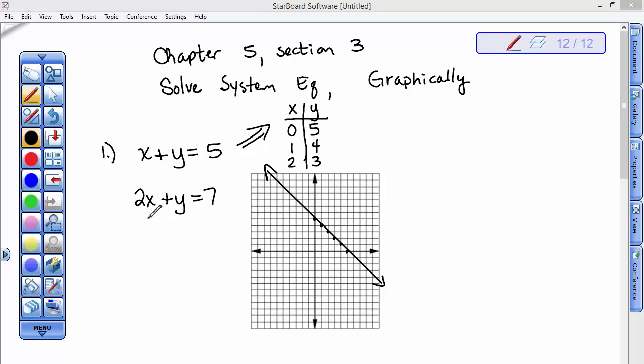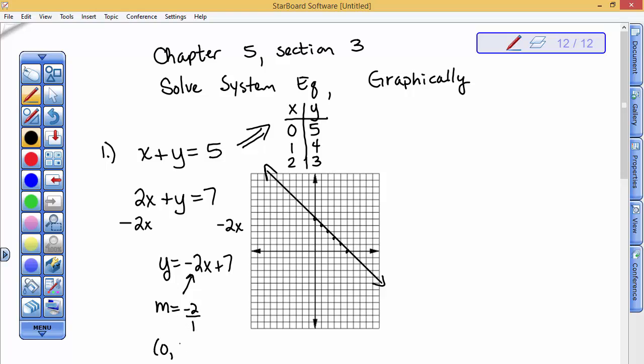Let's treat the next one by slope-intercept form. So let's subtract 2x from both sides. So I have y equals on the left because the x's are gone. And then I have a negative 2x and a positive 7. So I know then that the slope of this line is a negative 2, which I'm going to write as negative 2 over 1. And the y-intercept is (0, 7). So I'm going to go up 7 and put in the y-intercept.